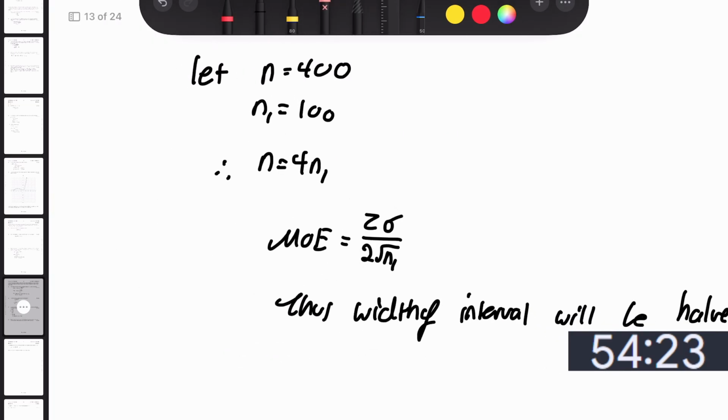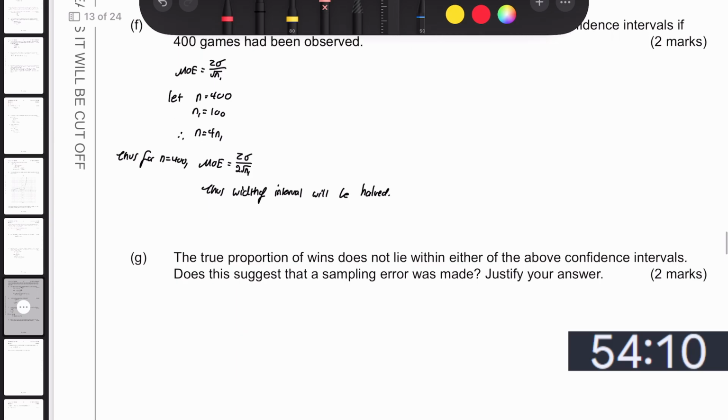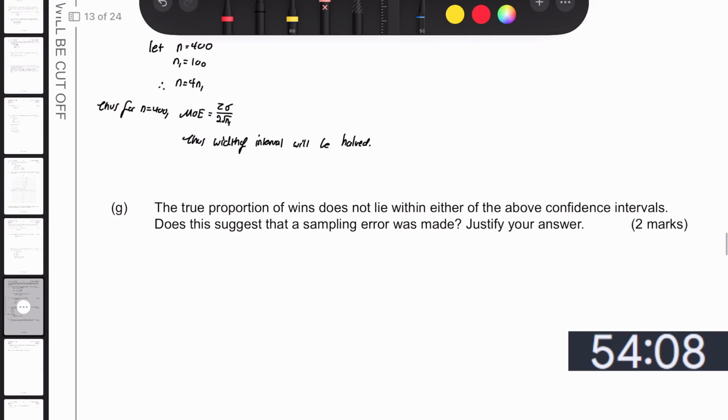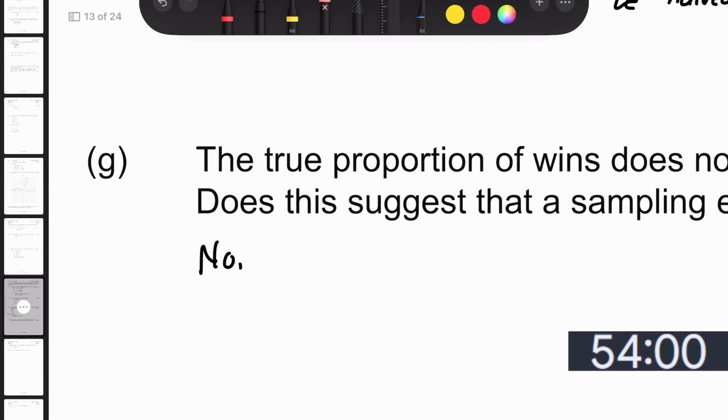For n equals 2 squared n1. The true proportion of wins does not lie within either of the above confidence intervals. Does it suggest that a sampling error was made? No.